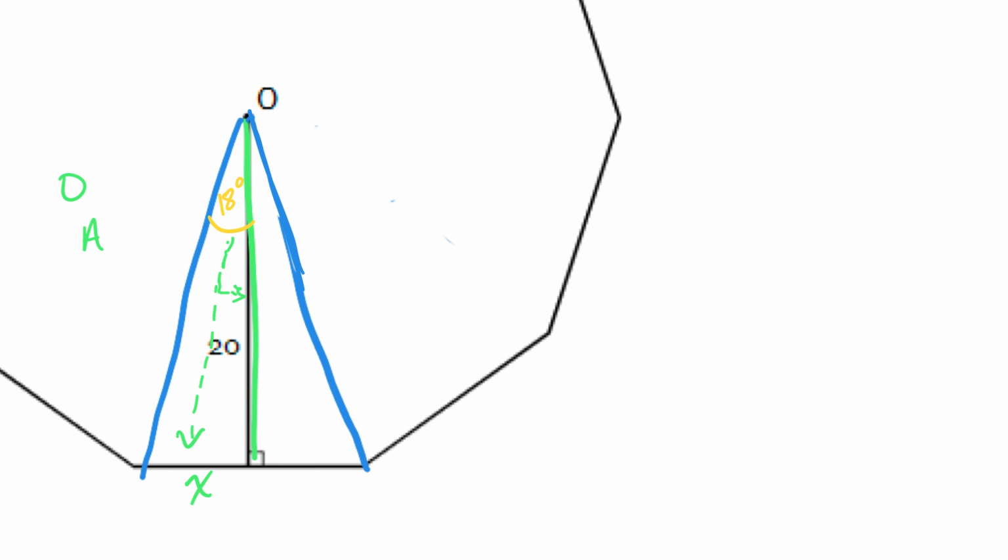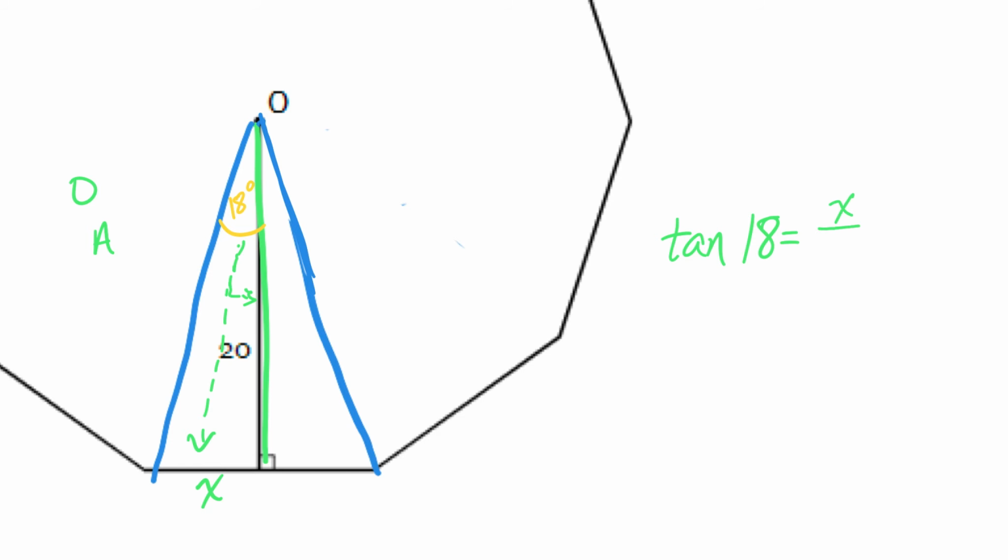So the trig ratio that deals with opposite and adjacent is tangent. So tangent from our 18-degree angle is equal to its opposite side, x, and its adjacent side, 20. So we need to get x by itself. We multiply both sides times 20, and we get 20 tangent 18. And when we put that in our calculator, we get an approximate amount of 6.498.